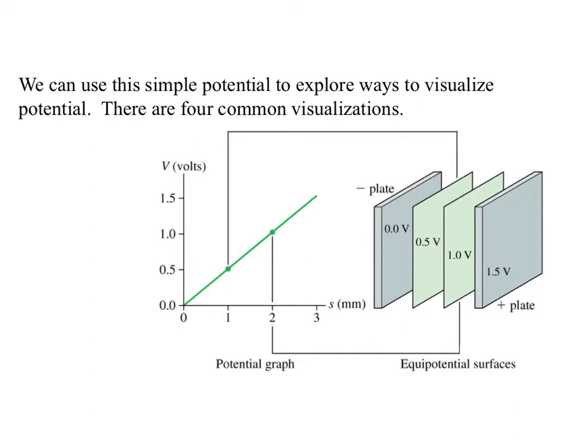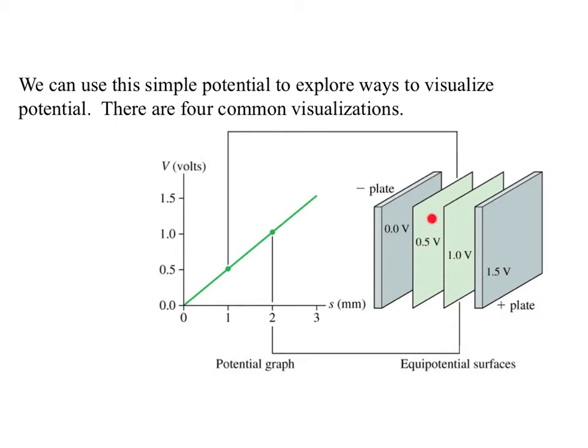We can use this simple potential to explore ways that we can visualize potential, and there are 4 common visualizations. We can have a potential graph, i.e. just plot V as a function of s, of your location, and for us, 0 at the negative plate, and then growing to the positive plate. You also could draw it as what are called equipotential surfaces.